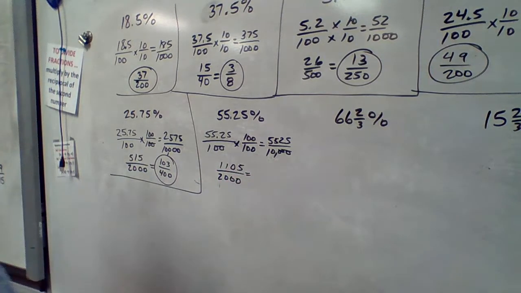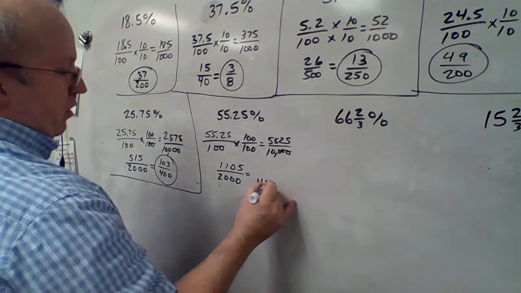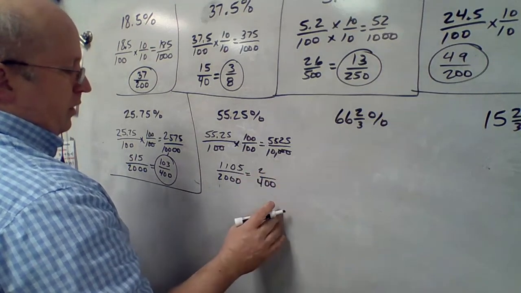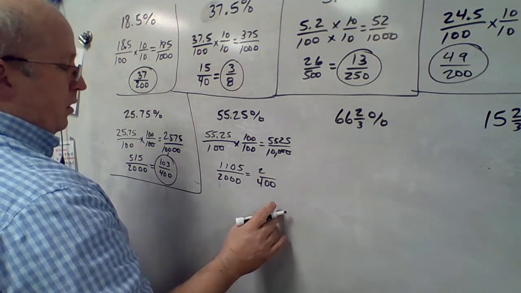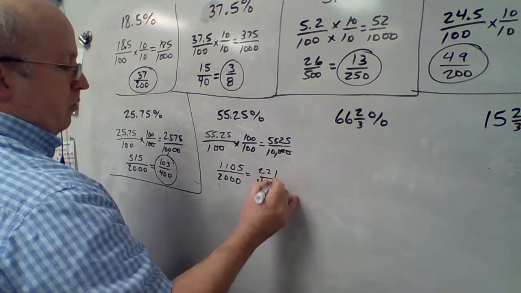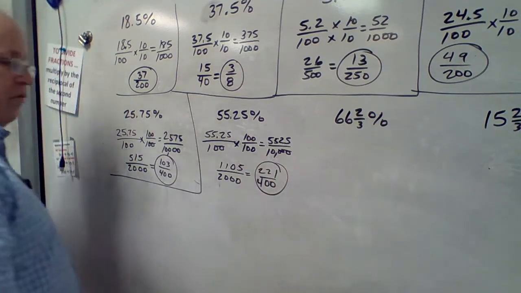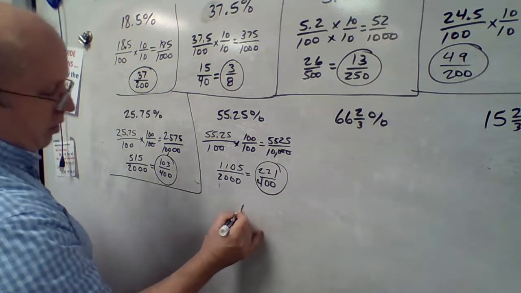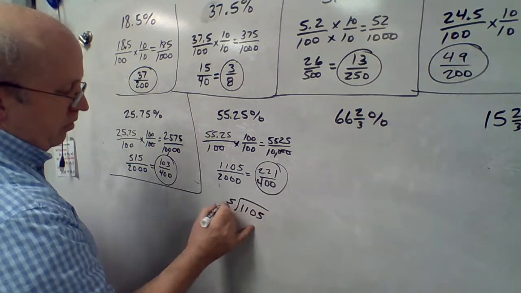Let's divide by 5 again. I get 400 on the bottom, and we get 221 over 400. At least I think we do. I better check that because I'm not positive I'm right.